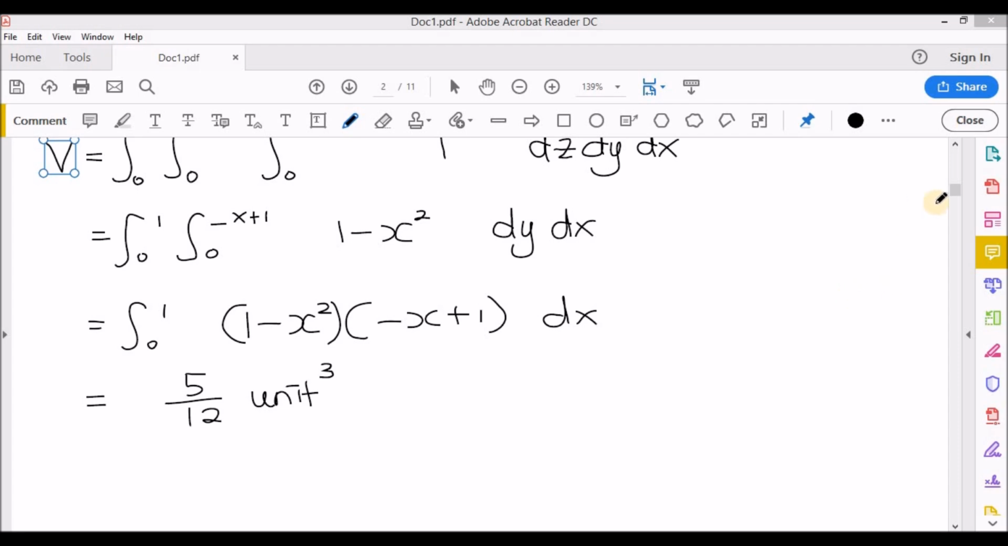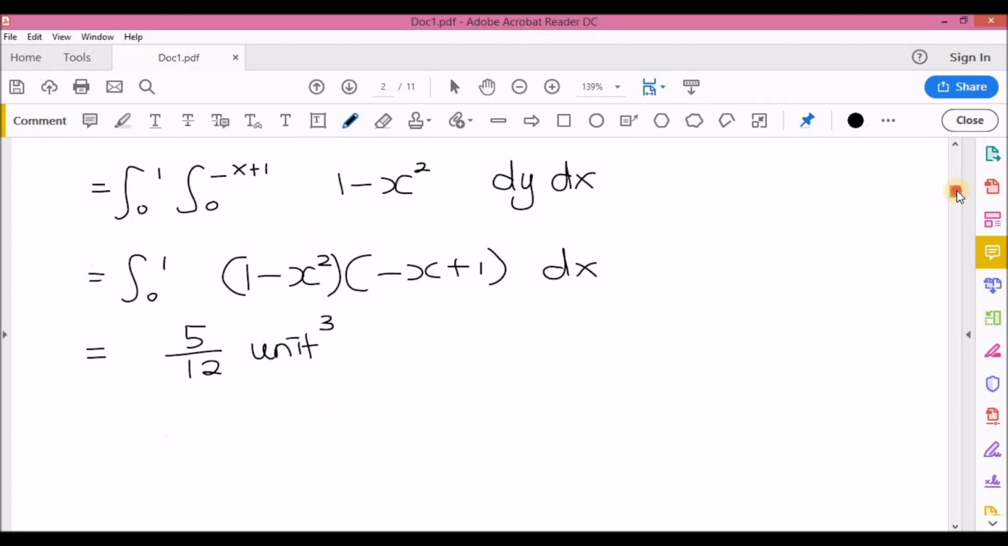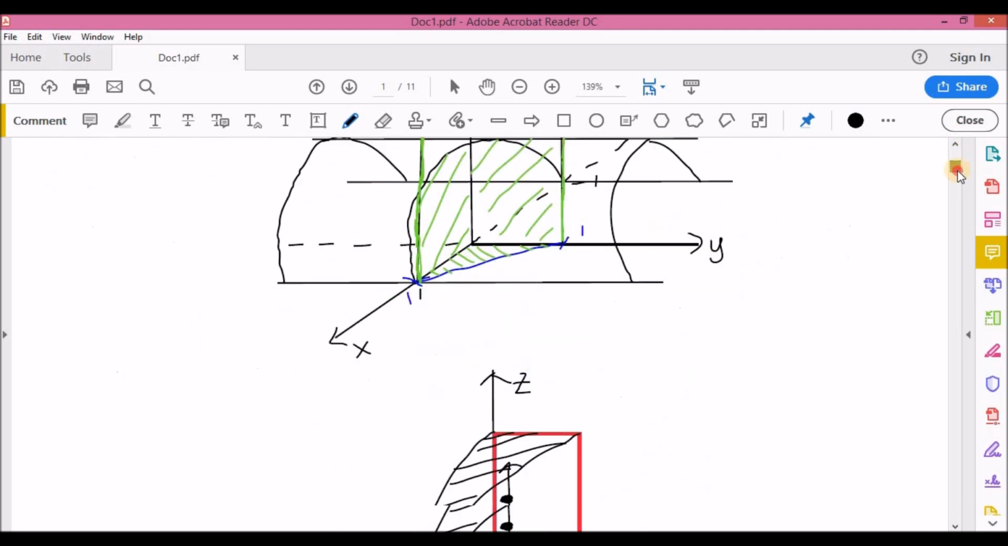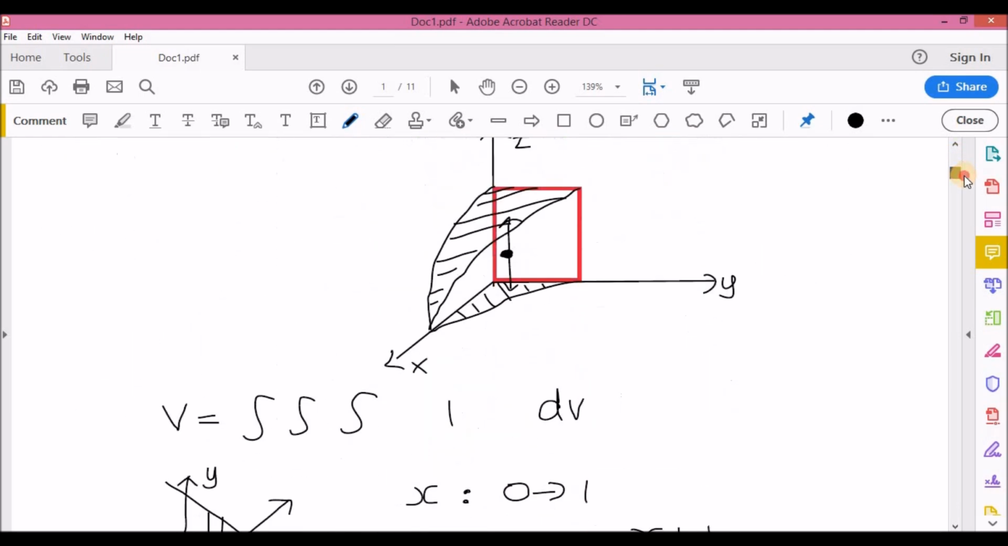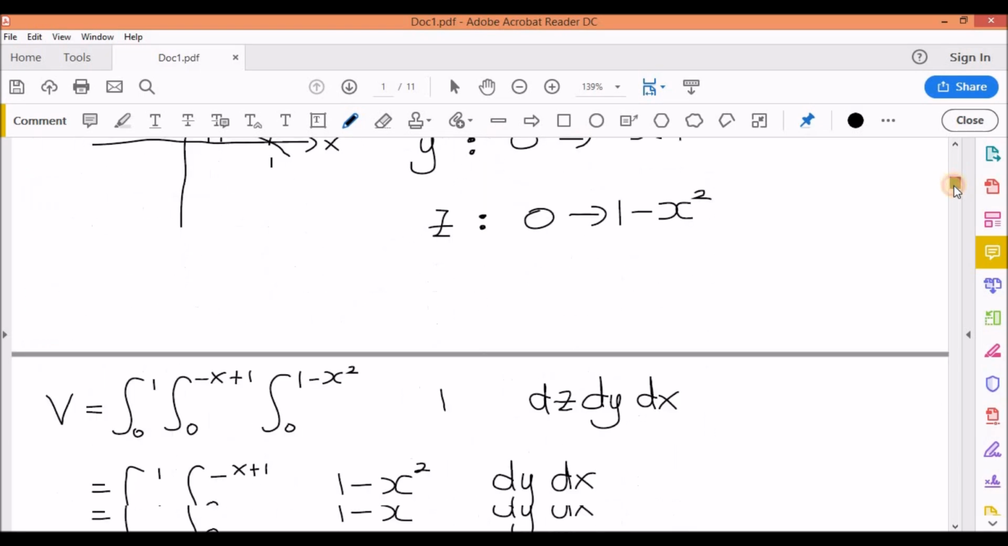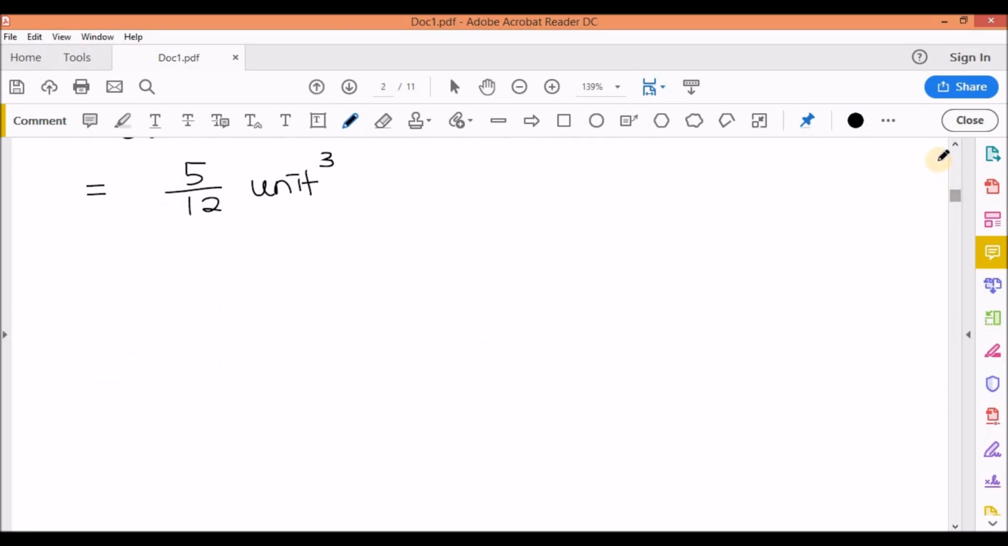Okay, so for the same question, you can also try to solve by using a different projection. Remember, this is the question. So just now we chose the xy projection. In order to solve this triple integral, you can also solve it by using other projections such as the zx projection. So let's try the zx projection.